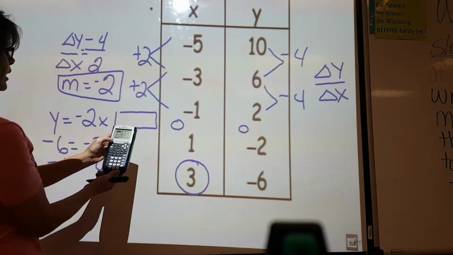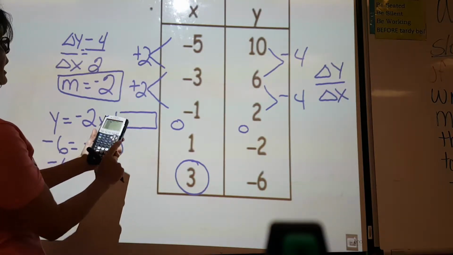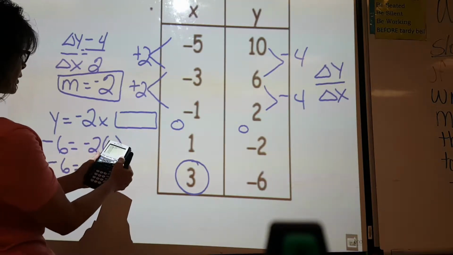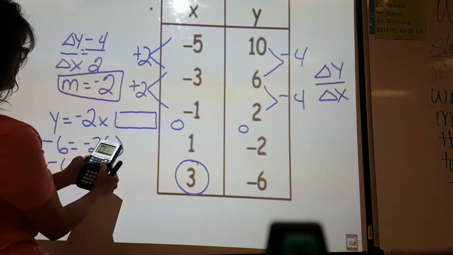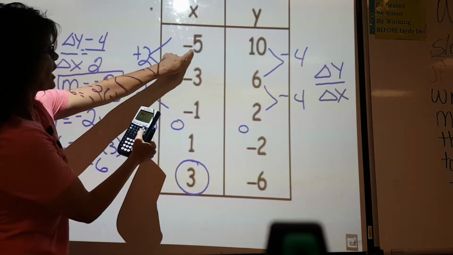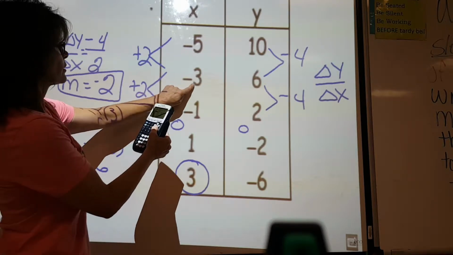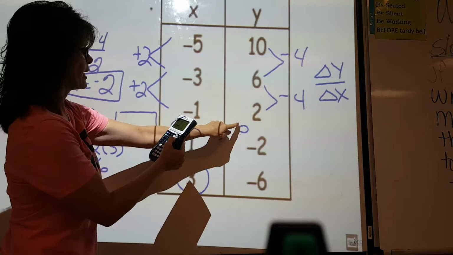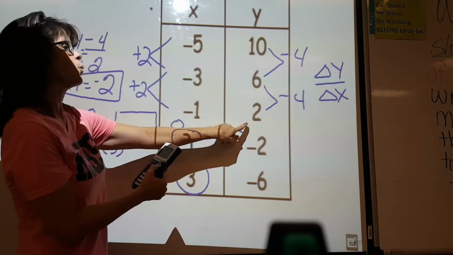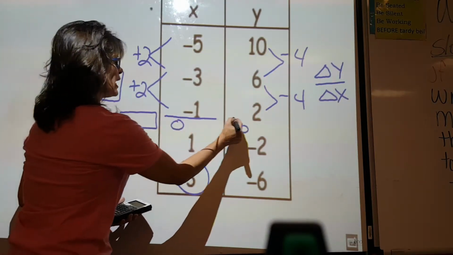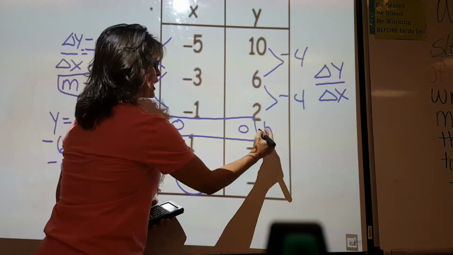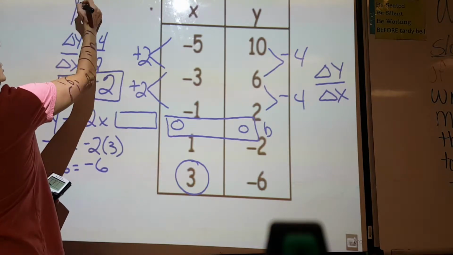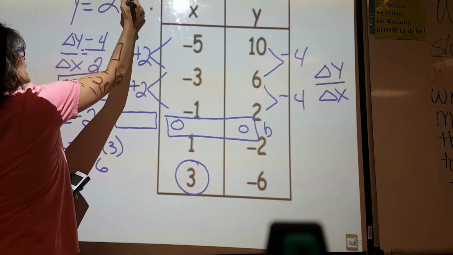So I'm going to get my calculator and I'm going to go back to y equals. And I'm going to put in y equals -2x. And I'm going to look at the table and be sure. So when x is -5, y is 10. When x is -3, y is 6. When x is -1, y is 2. When x is 0, y is 0. So I am correct. My y-intercept is 0. So I don't have to add or subtract anything. So my equation is y equals -2x.